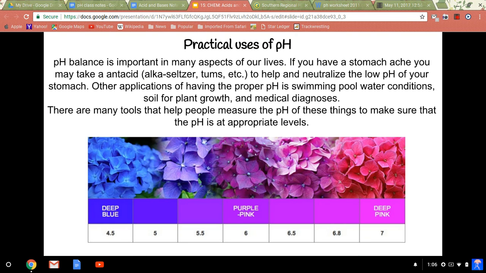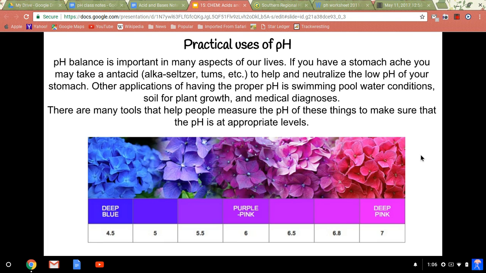And then we have some practical uses of what pH is used for. So you may have heard that the soil around our area is pretty acidic, so it kind of controls what plants can and can't grow. You may also have seen different color flowers. In something like these flowers that you see here below, depending on the acidity of the soil, you can even produce different colors.